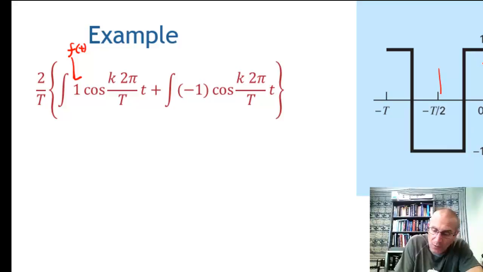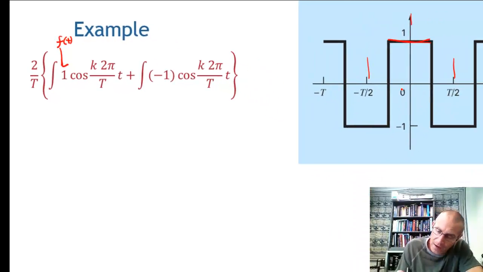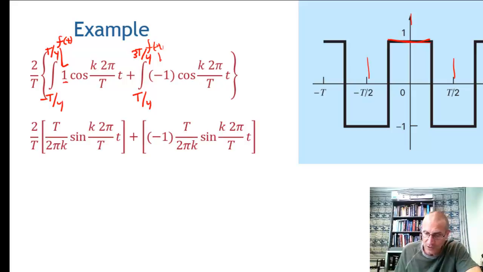And in fact, what I realize is that the value is going to be 1 in this upper area, so it's going to be from minus T over 4 to T over 4. And then it's -1. So again, there's f of t right there, and it's f of t from T over 4 to 3T over 4. I'm just breaking my integral up into 2 parts because at some point it is 1, and at another point it is -1. And so now I need to perform those integrations.